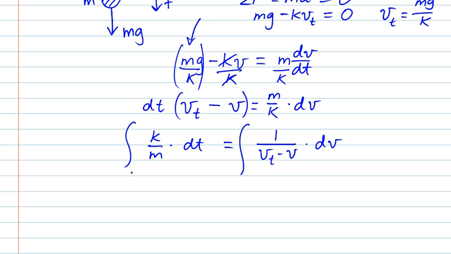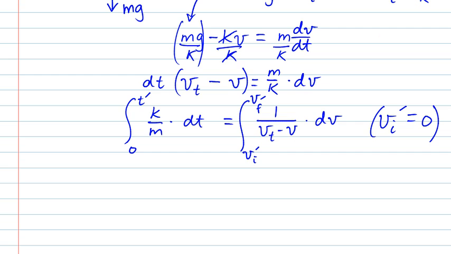To make the math people happy, I usually go from 0 to t prime, so that t prime is not the same as t. And we'll go from v initial prime to v final prime. And just to make the math a little bit easier, let's look at the special case where v initial is equal to 0. You can always go back to this point and plug in things and see how it works.